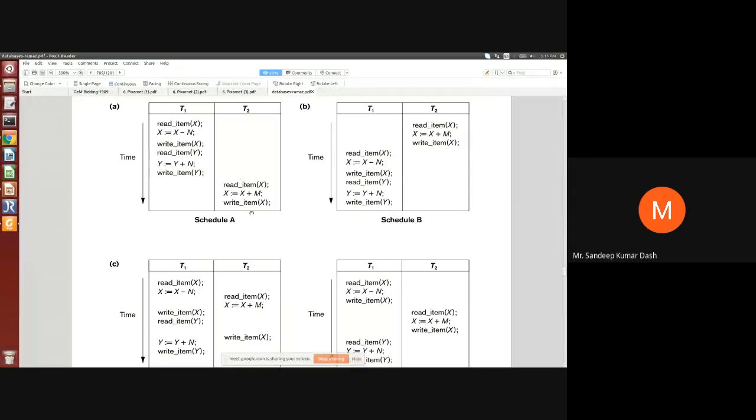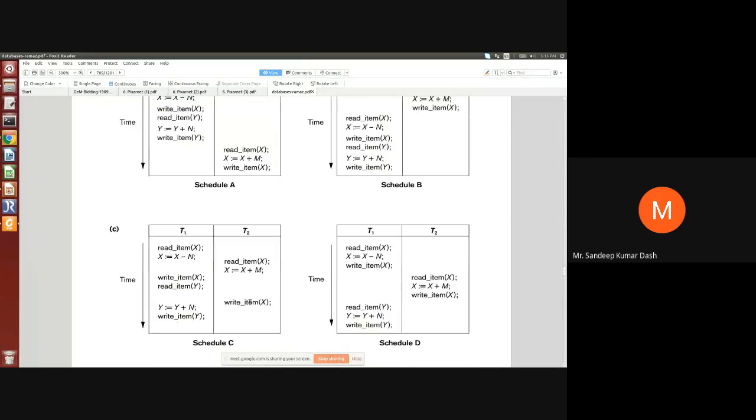Okay. This is another example, of an interleaved schedule, where the operations are interleaved. That means they are time separated. Fine. This is at T1, this is at T2. Then this is the first operation of T2. This is occurring at T3 second. This is at T4 second. So they are executed in an interleaved manner. Fine. So this is an interleaved schedule. This is also an interleaved schedule.